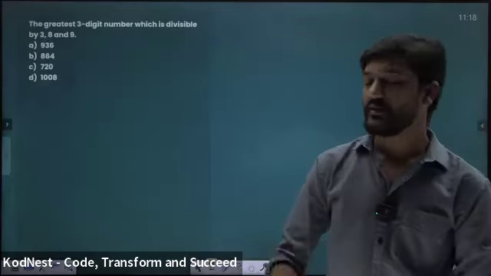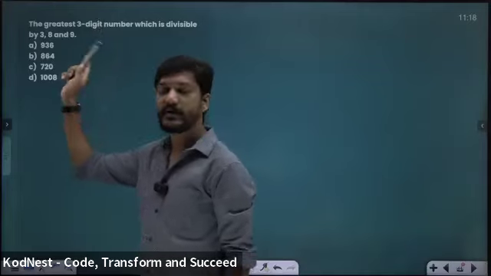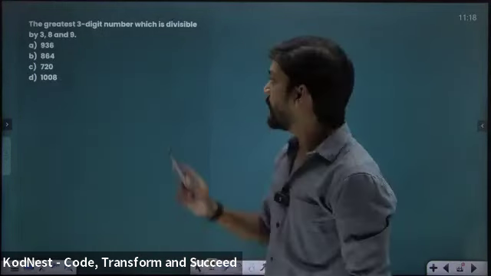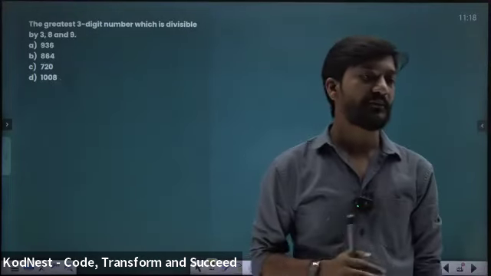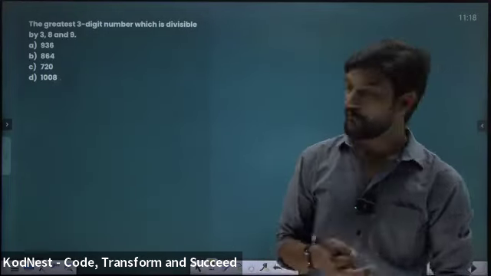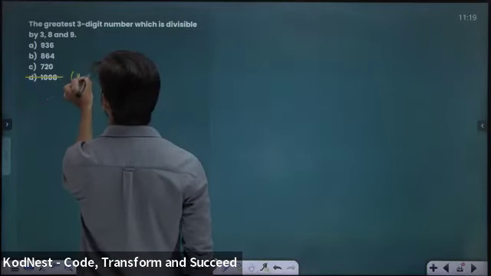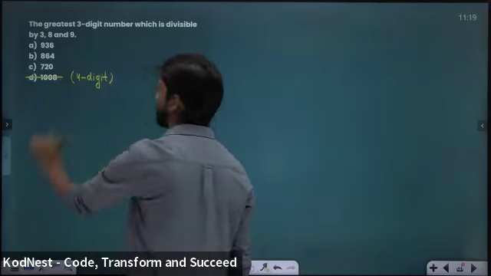Okay. Now carefully see please. All the conditions of the question must be satisfied. All the conditions. Carefully answer. 3-digit number. Which option is not a 3-digit number? Fourth one. So it is 4-digit. So that's why it is removed. So rest of the option I will check.